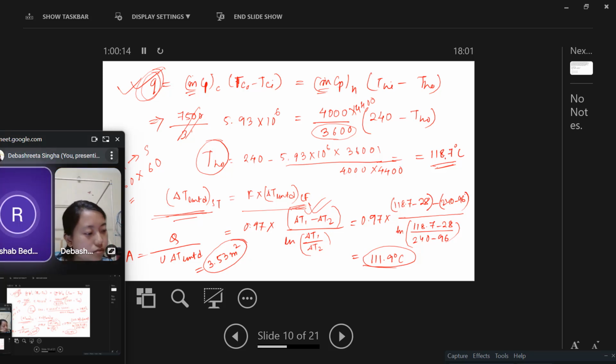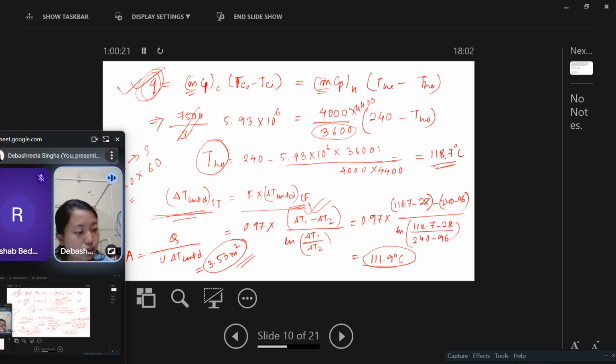Yes, get it. Okay, 1.9. Okay, calculate this area also later. Should we move to the next question? Yes.